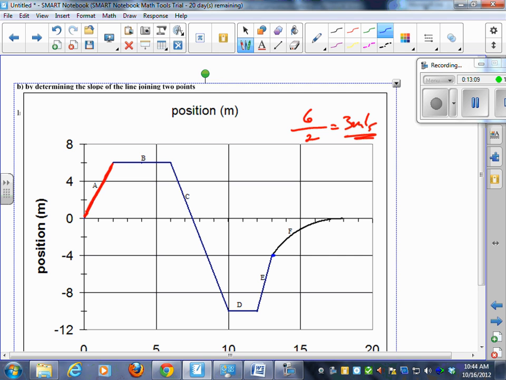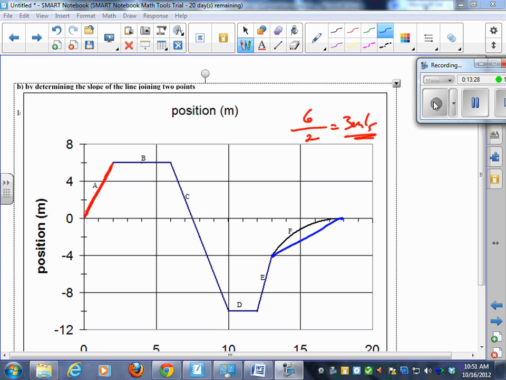Tangent is for instantaneous velocities. We're dealing with average, so we're going to join the two endpoints. Okay? So go ahead and tell me what's the slopes of B, C, D, E, and F.